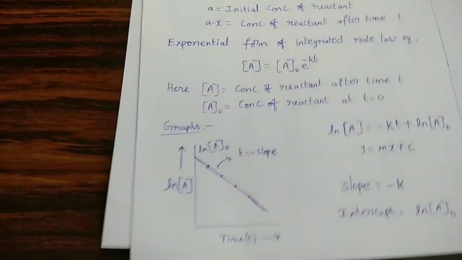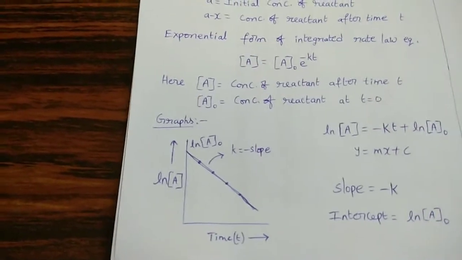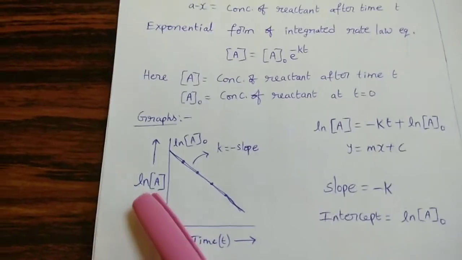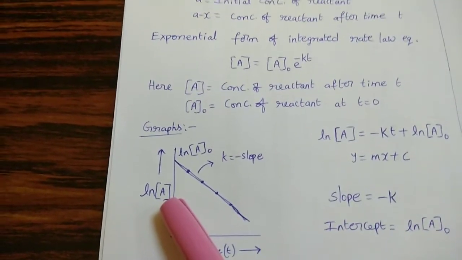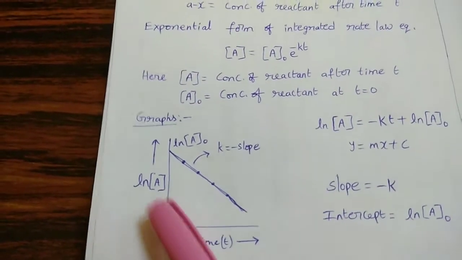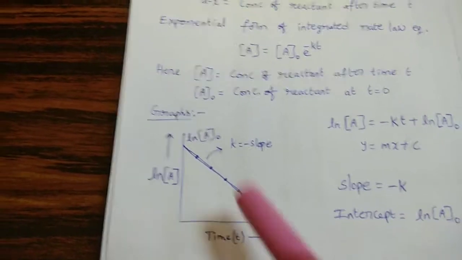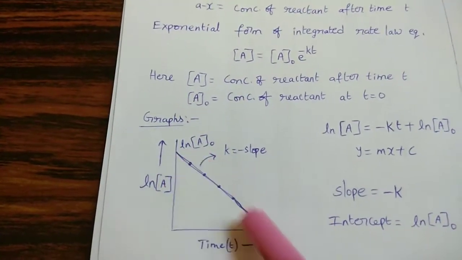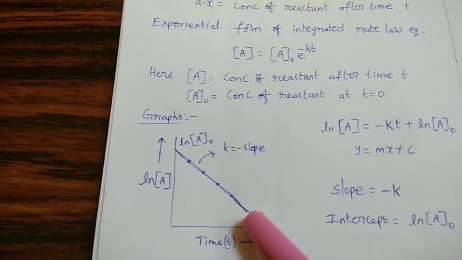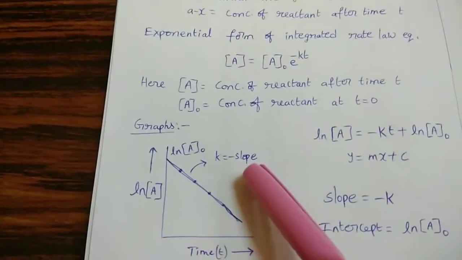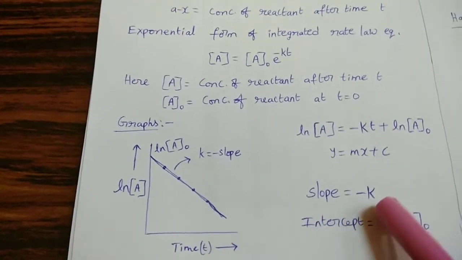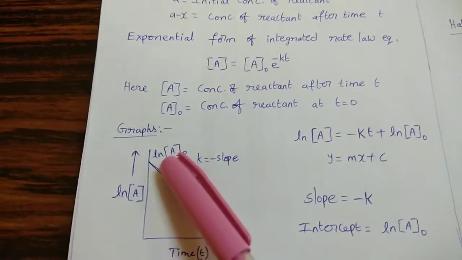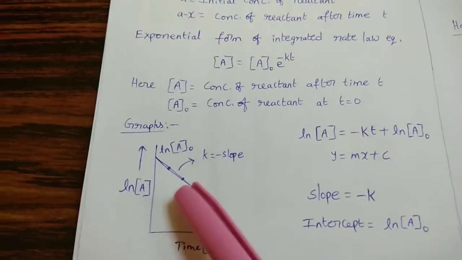Next, for first order there are graphs just like zero order. Say ln A on the y-axis and time on the x-axis. We can get a straight line like this. For this, the slope is equal to minus k, and ln A naught is the intercept for this line.